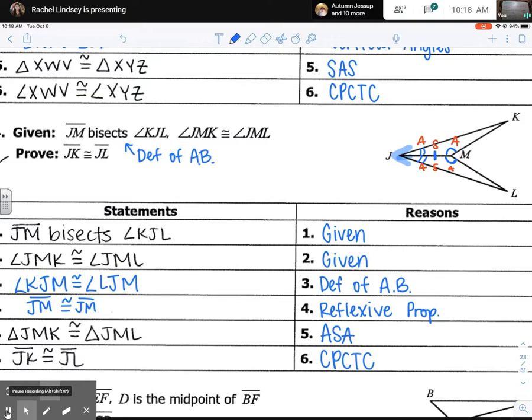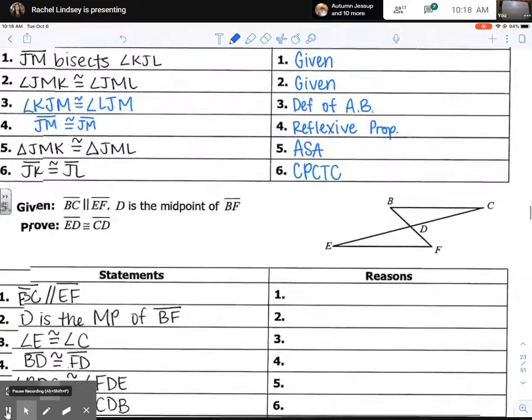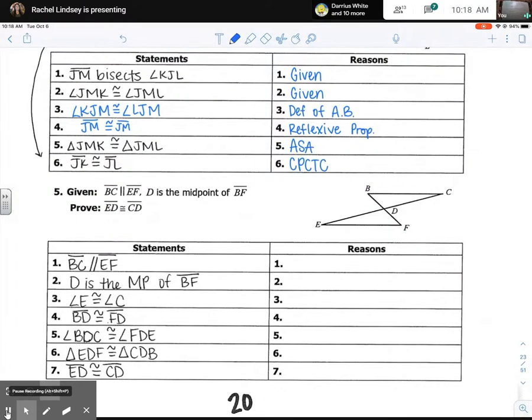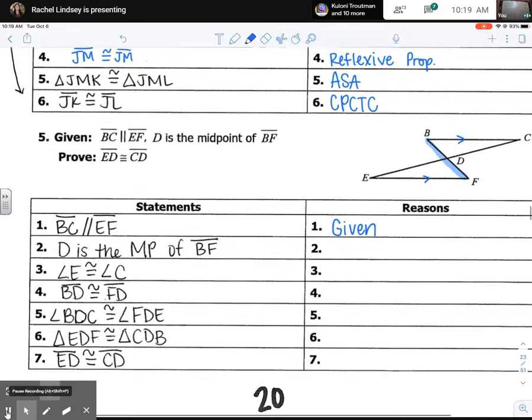Can I? Yes. Okay, so on number 5, it says BC is congruent to EF. Not congruent. BC is parallel to EF. My bad. So that is given. Then it says D is the midpoint of BF. So it's the midpoint of that line. Let me just highlight that line. So I know that's the midpoint of just that line. It doesn't say anything about the other one, so we can't assume. So that is given to us.